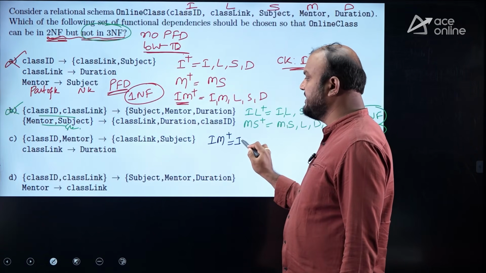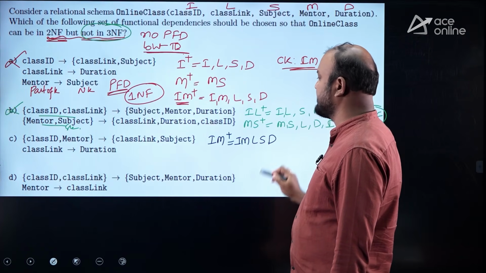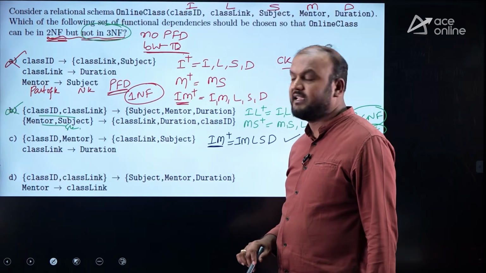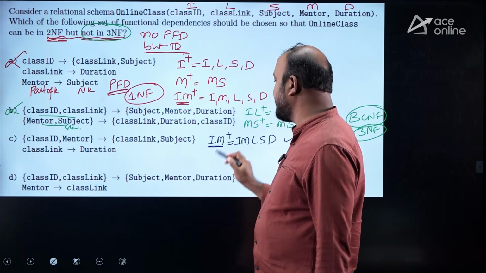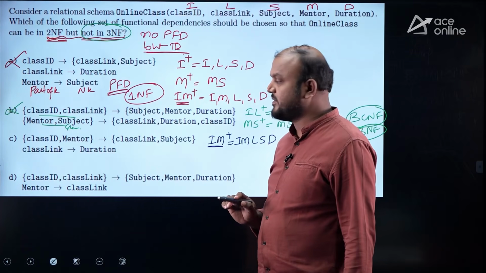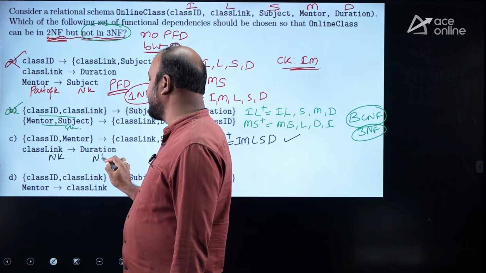That is ID, mentor, link, subject. With link we have duration. So I and M together is a key. So class ID and mentor together is a key. Remaining all are non-key attributes. It means class link is a non-key attribute. Duration is a non-key attribute.